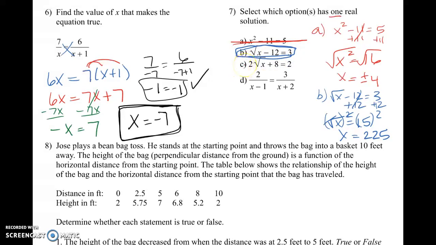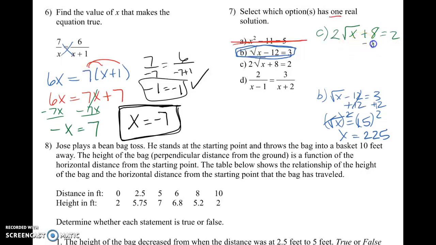Let's try C. I'm going to erase A to give myself some more room here. And let's put C right here. So 2 times the square root of x plus 8 equals 2. I subtract 8. 2 times the square root of x equals -6. I divide by 2. I get square root of x equals -3. And when I square both sides, I get x equals 9. So again, that one does have one real solution.